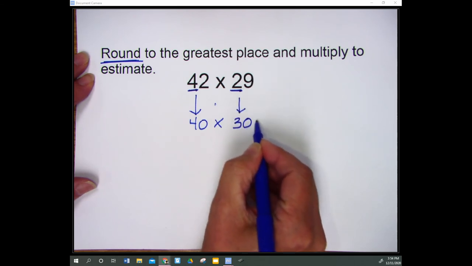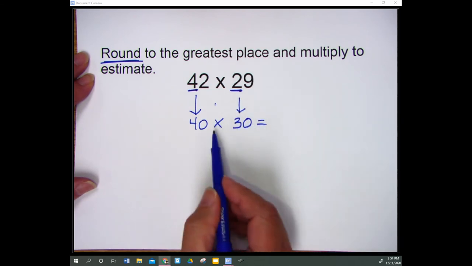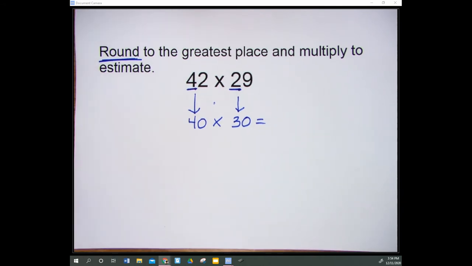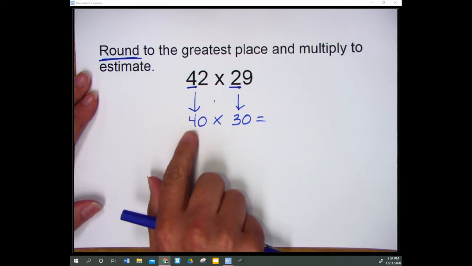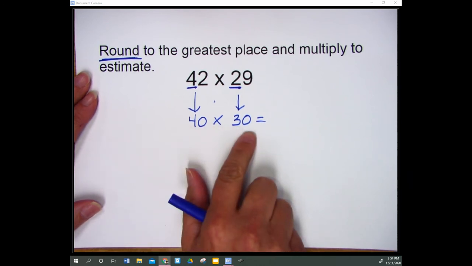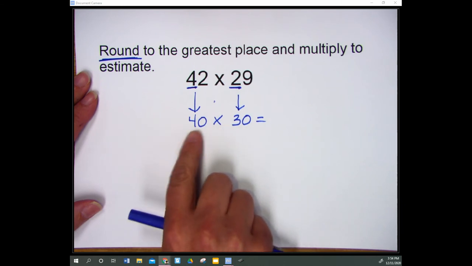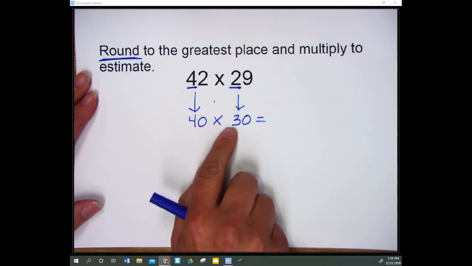Now I'm going to get that estimate. All right, now I'm not going to actually write out all my thinking right now. I'm going to tell you my thinking in my head for associative property, okay? So if we have 40 times 30, what we have is 4 tens times 3 tens, okay? I can do 4 times 3, that'd be 12.